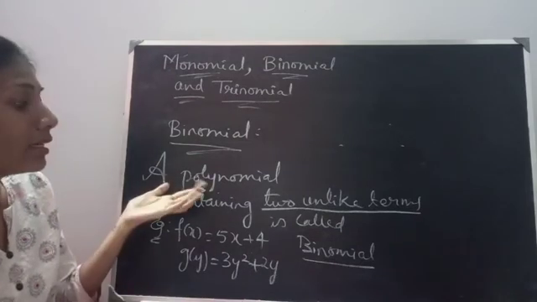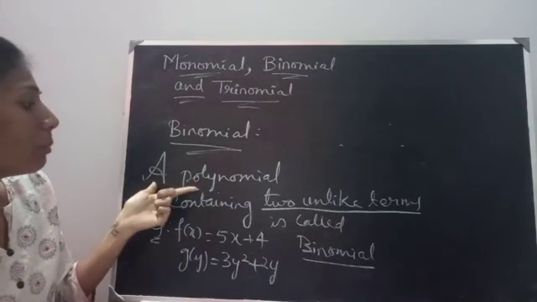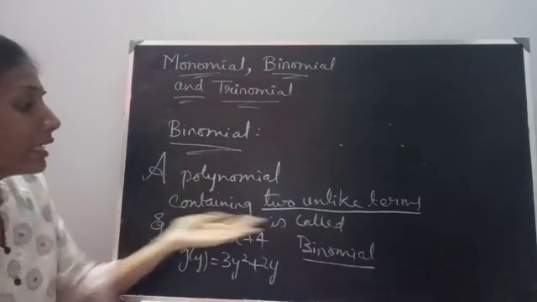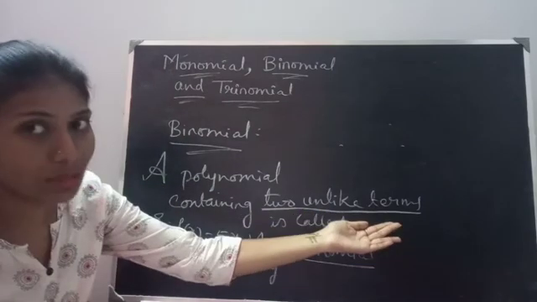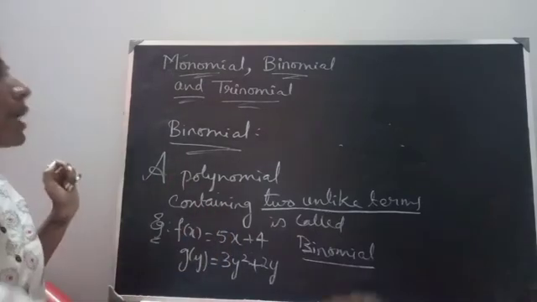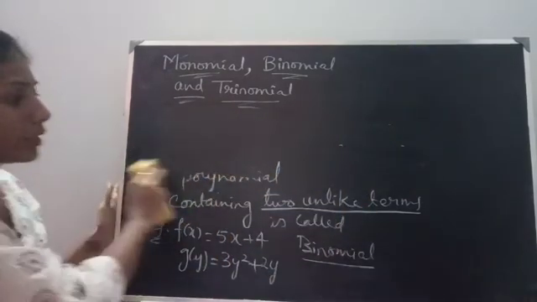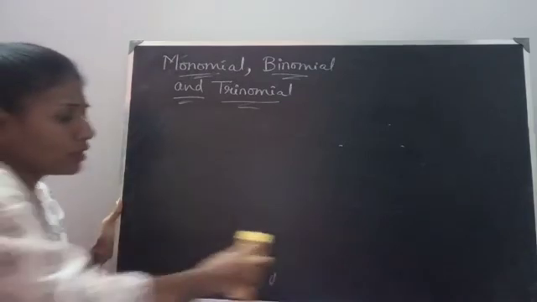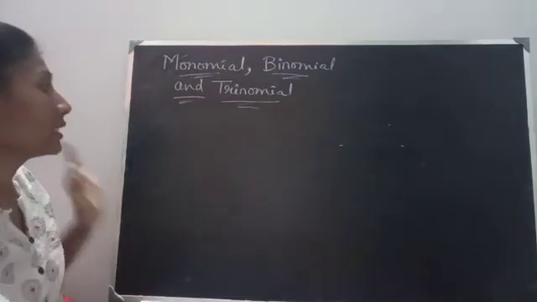Okay. Binomial is nothing but a polynomial containing two unlike terms. Two unlike terms is called binomial. Next, trinomial. Coming to trinomial. What is tri? Tri means three.